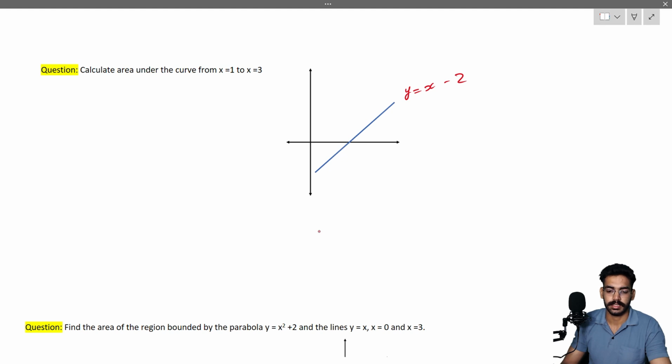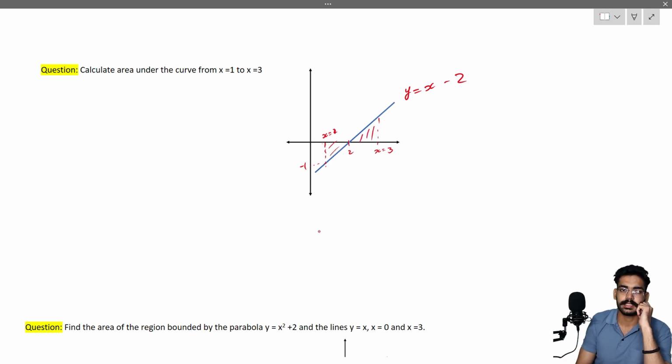So x equal to 1 is going to come here somewhere, right? At x equal to 1, the y value is minus 1. This is x equal to 2, and x equal to 3 will be here. Now he is saying find out this shaded area. If you go by the integration method, area is equal to the integration from 1 to 3 of x minus 2 dx, right?